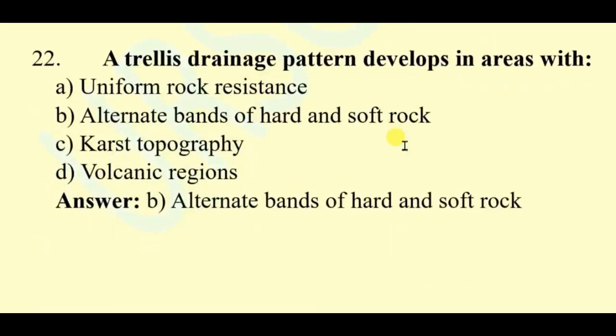Question 22. A trellis drainage pattern develops in areas with uniform rock resistance, alternate bands of hard and soft rock, karst topography, volcanic region. Here the right answer will be alternate bands of hard and soft rocks.